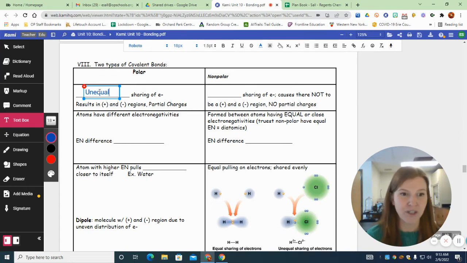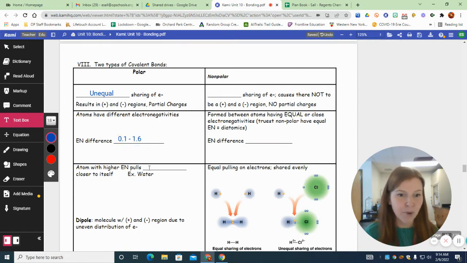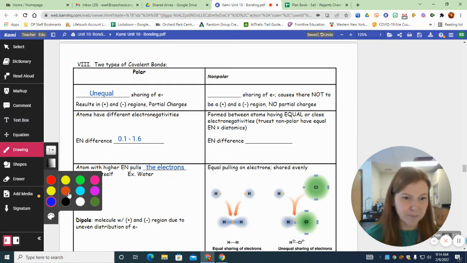So unequal sharing of electrons. And this happens when atoms have different electronegativities. So if you are looking up the electronegativity difference and you wind up with an electronegativity difference of 0.1 to 1.6, that would be unequal sharing. And the atom with the higher electronegativity pulls the electrons closer to itself. So let's take our example of water.